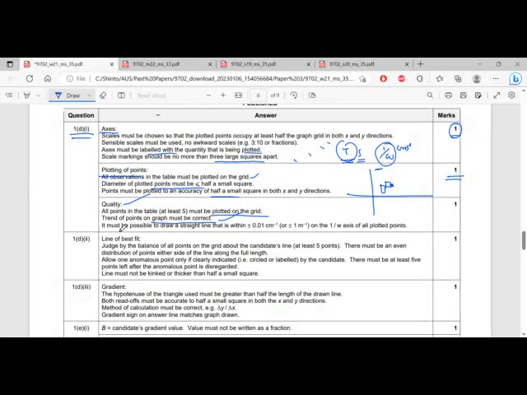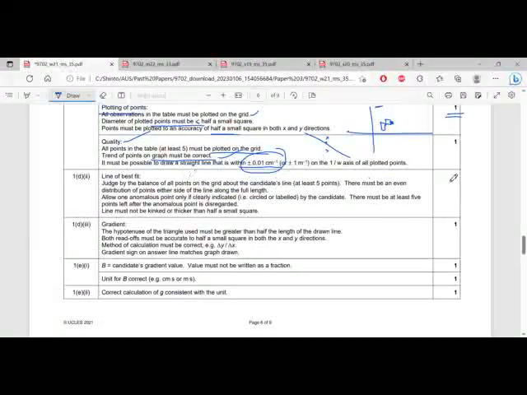Now it must be plotted to draw a straight line within the error value. So here they are giving you the error value. So from the straight line, in this particular question, you can go up to only 0.01 centimeter either above or below the straight line.